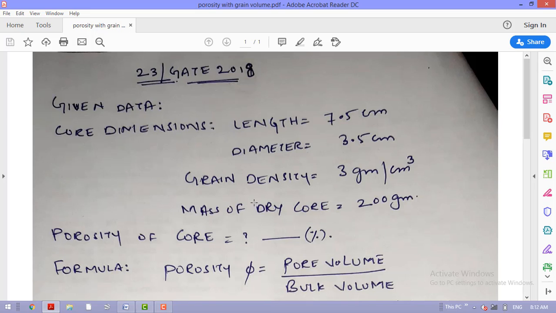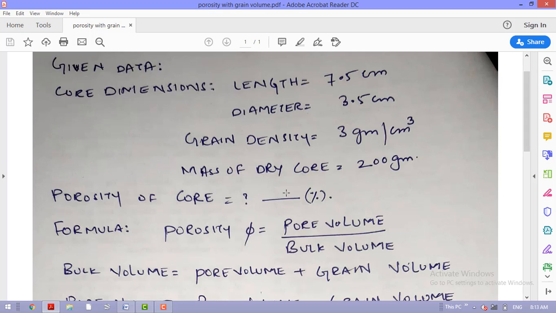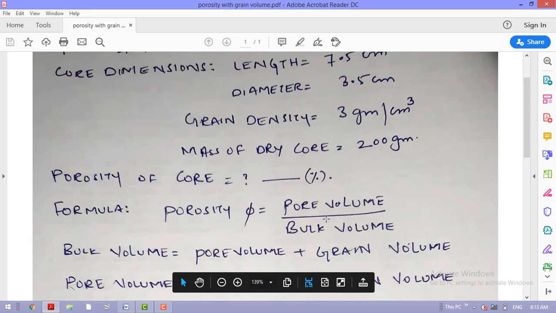If you understand, a dry core means the core is not saturated with any fluid, which means that whatever the weight of the core sample is, that weight will be your grain weight, or you can simply say it is the weight of the rocks or grains present in the sample. So what I mean to say is, instead of using pore volume, we have to use the grain volume to find out the porosity.